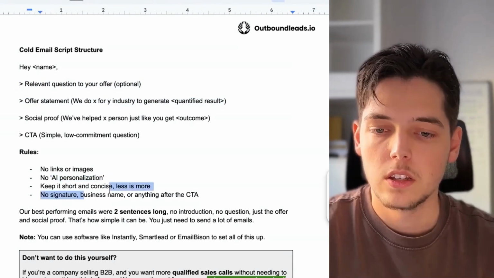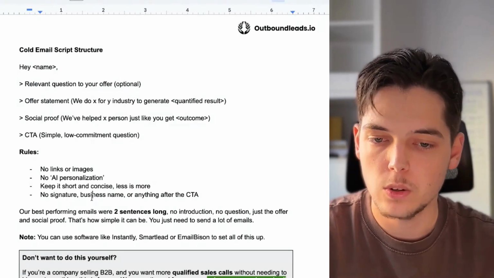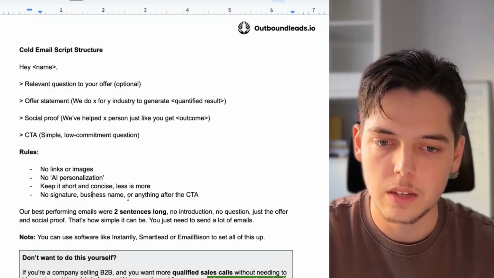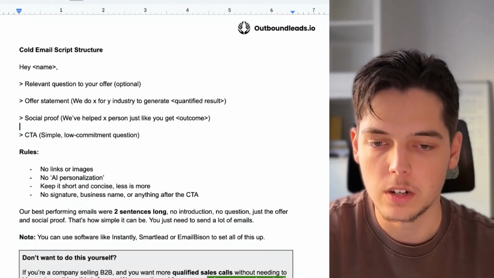We've tried all of this. So keep it short and concise. Less is more, right? Simple language, stuff like that. No signature. You don't need a business name. You don't need anything after the CTA except maybe your name. All right. Keep it simple.